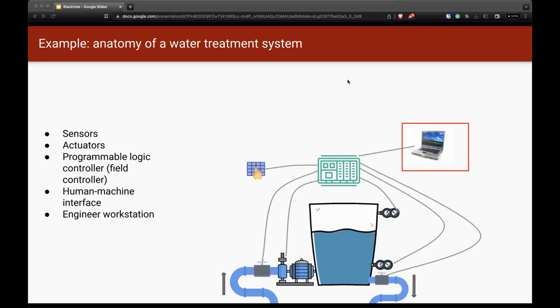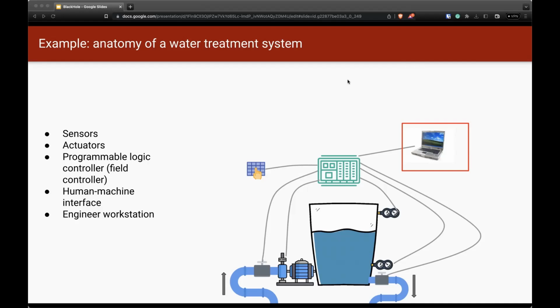PLCs are programmed with an engineer's workstation. This is an actual PC, so it's an IT device in the OT environment, and it is often running an older version of Windows, perhaps even Windows XP. And so what we have here is one system.